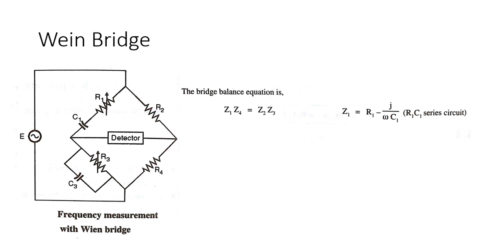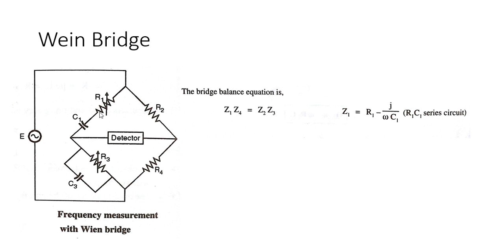If you carefully see this schematic, it consists of an RC series circuit in one arm, that is R1 C1, and another arm that is a parallel combination of RC. This is the series combination of RC, and this is the parallel combination of RC. The bridge balance equation, which you already know, in terms of impedance is Z1 into Z4 is equal to Z2 into Z3.